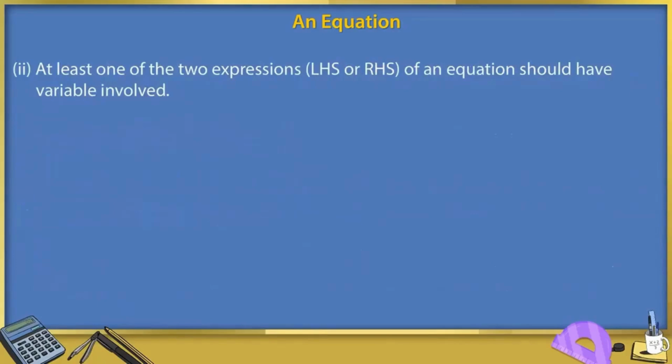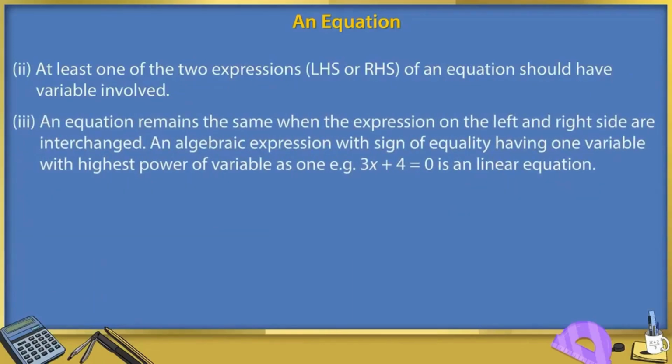2. At least one of the two expressions, LHS or RHS, of an equation should have a variable involved. 3. An equation remains the same when the expressions on the left and right sides are interchanged. A linear equation is an algebraic expression with a sign of equality having one variable with the highest power of the variable as 1. Example, 3x + 4 = 0 is a linear equation.